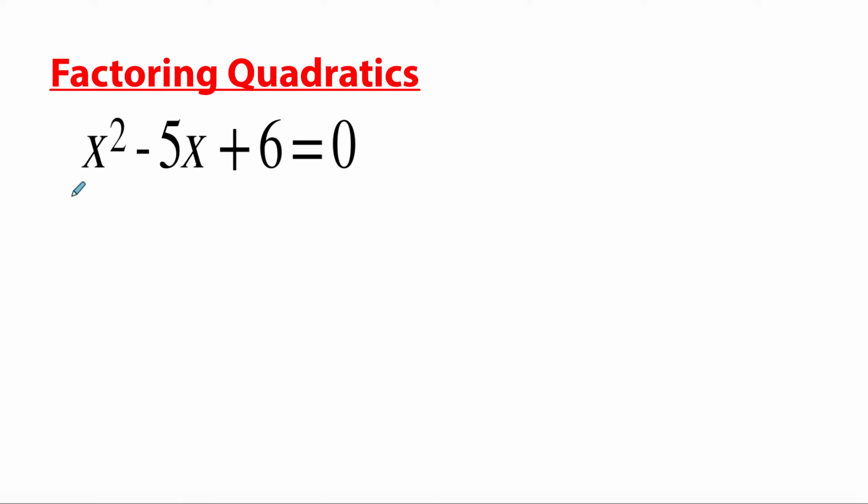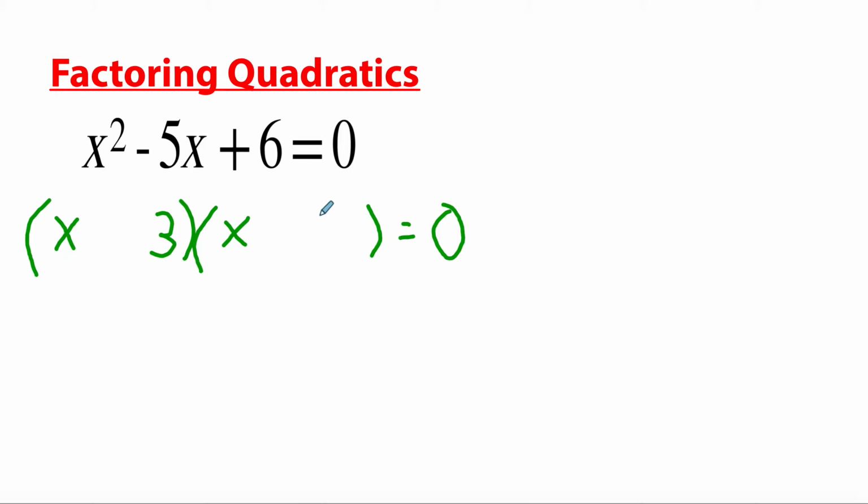So obviously when we factor this, we know it's going to look like this, and that's still going to equal 0. And we know that this is going to be x, and this is going to be x, and we know that this is going to be 3, and this is going to be, oh, I'm sorry, I misspoke. This is going to be 2.